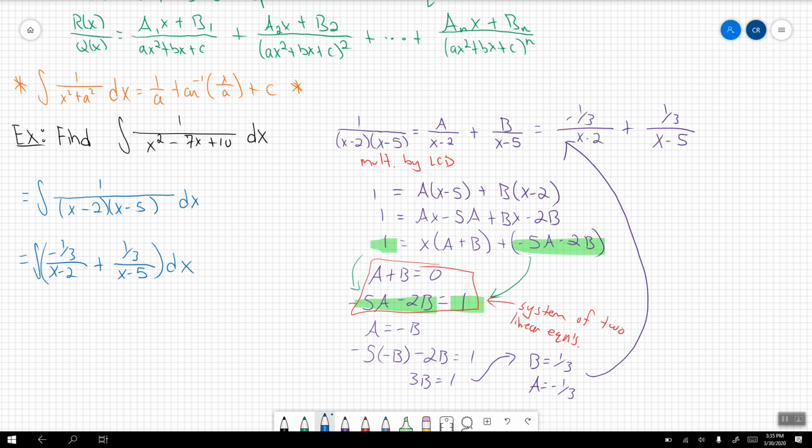Now, making a U substitution, we can do a U substitution for the denominator, each independently, which then means that for the first term, we're going to get negative 1/3 times the natural log of the absolute value of x minus 2, plus 1/3 times the natural log of the absolute value of x minus 5, and then we get our constant, plus c. And this is the final answer that we want to see, or in this case, that I want to see.